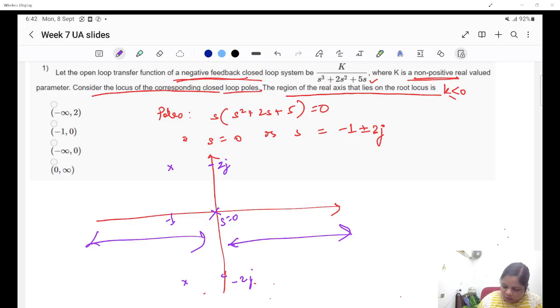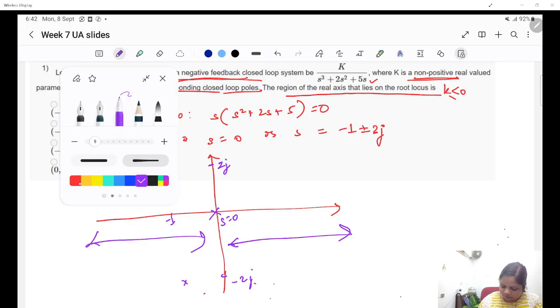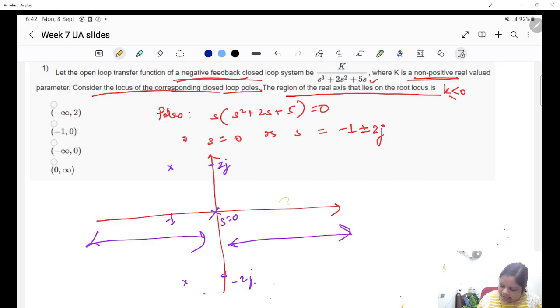Okay, so let's take a test point here. Now the number of poles and zeros to the right of this test point should be even. We have zero poles and zeros to the right of this test point. That means this region is going to lie on the root locus. The root locus is going to lie on this region.